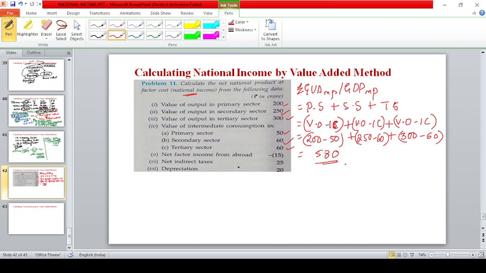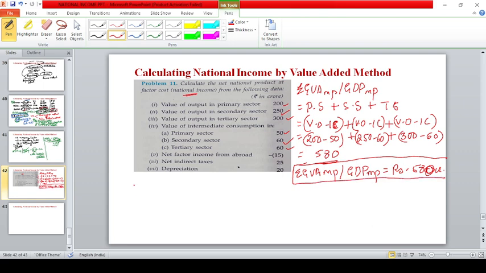So this is nothing but the summation of GVA MP, or it is GDP MP, which is equal to rupees 580 crore. So this is what we have calculated till now. Now, students, let us further calculate national income, which is what has been asked. Net national product at factor cost.